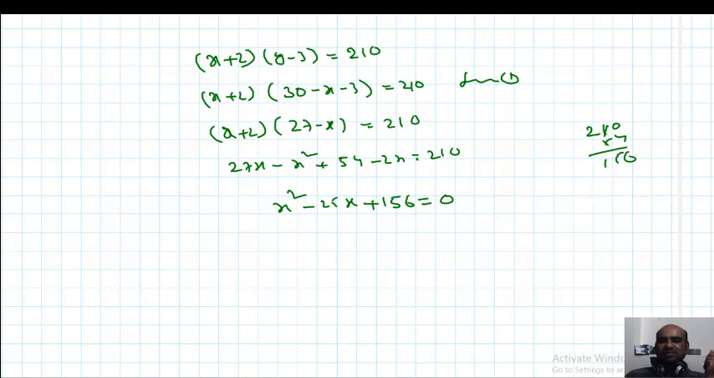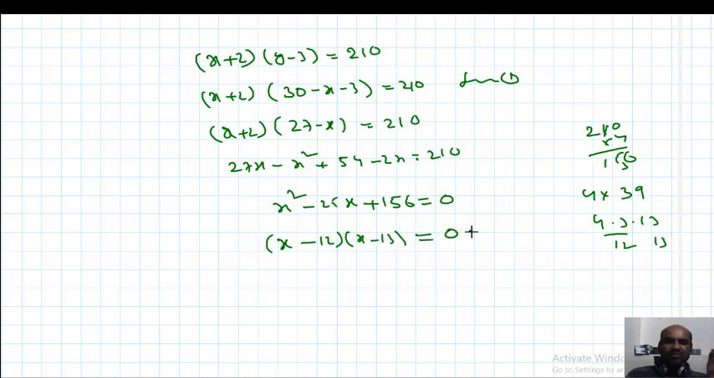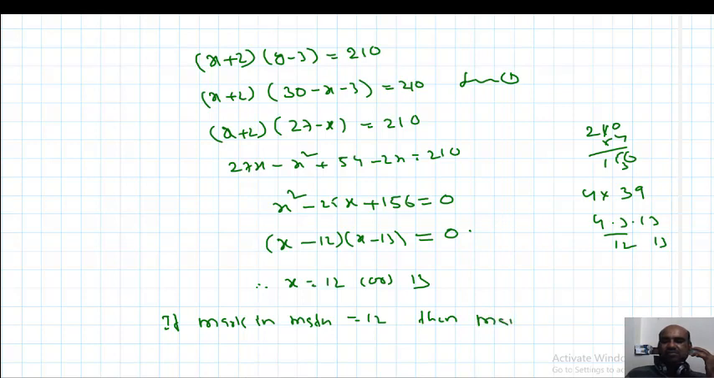Now you need to factorize. 156 is 4 into 3 into 13, that is 12 and 13, the addition is okay. So directly I can write x minus 12 into x minus 13 equal to 0. Cross check. Therefore, x equal to 12 or 13. x is marks in maths. If marks in maths equal to 12, then marks in English, 30 minus 12, that is 18.